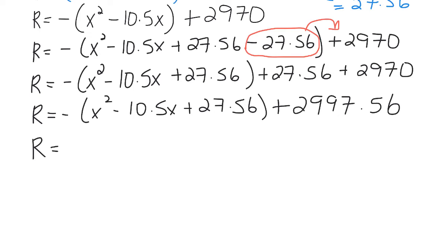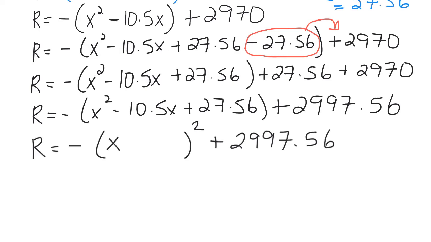So we're going to keep our common factor in the front, which was our negative 1. We're going to create a smaller little bracket. We are going to square that bracket, and we're going to recopy the number on the outside of our equation. So 2997.56. Inside my bracket, I'm going to keep the letter x, since that was the variable we were working with.